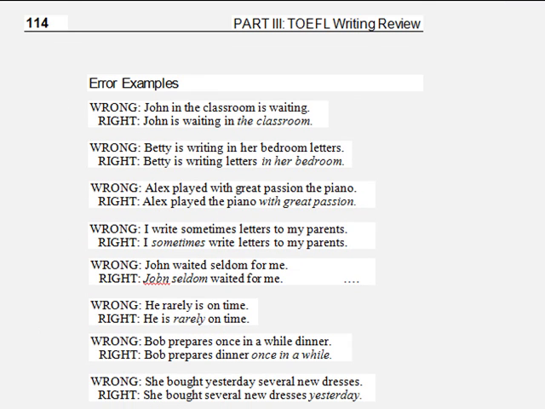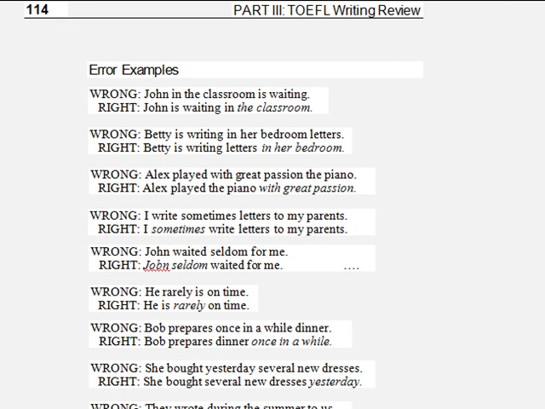Now let's continue down below here where we have examples. I like this form because we show the wrong and right, and a lot of students write it in this way thinking it is right, and it's good to make the comparison. Wrong: John in the classroom is waiting. And right: John is waiting in the classroom.